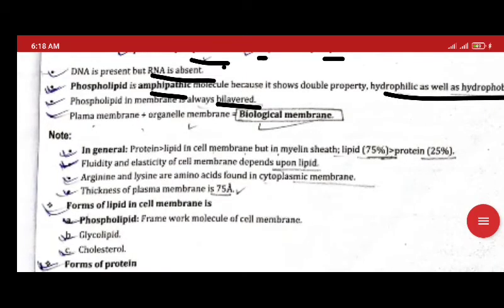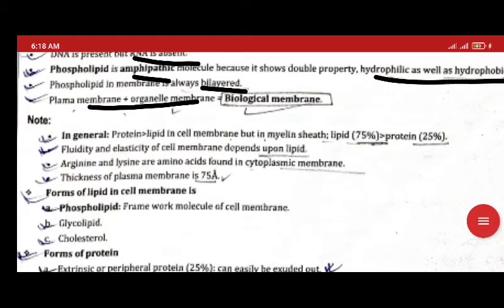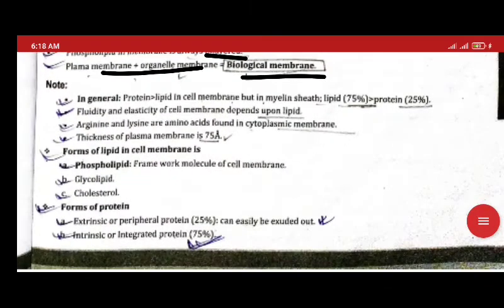Now plasma membrane plus organelle membrane is called biomembrane. Lipid is more than protein here, but previously it was told that protein should be more than lipid in the cell membrane. This is only the case in the myelin sheath. Its elasticity also depends upon the lipid. Now the thickness is 75 angstrom.